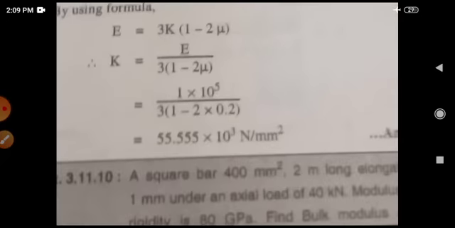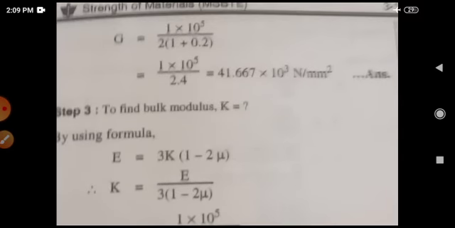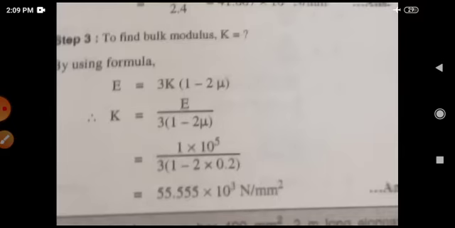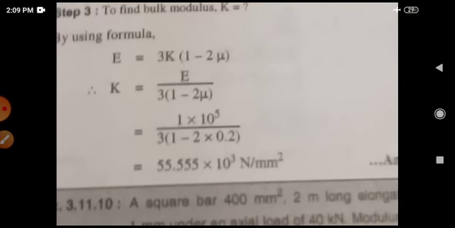One more thing, never forget to give the unit, because everything depends on unit. If there is no unit, there is no meaning to your calculations. Then to find out the bulk modulus, again the same way for K, just put in the values, and you will get the answer 55.555 Newton per meter square.